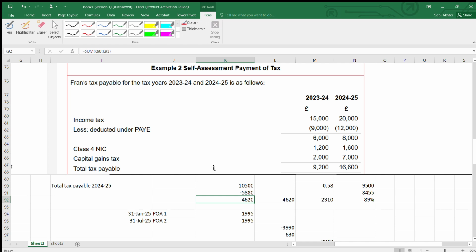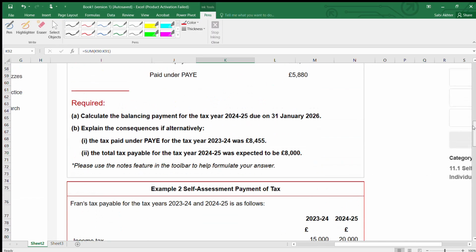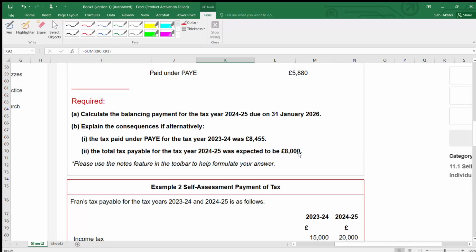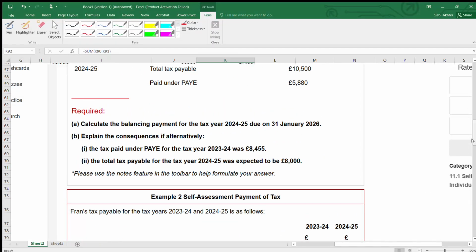Remember, the overall amount of tax paid will be the same whether you are paying on account or not. The only thing is, if you are not paying on account, you are paying a larger payment on 31st Jan 2026. But if you are making a payment on account, it is divided. You are paying in installments. So you are paying a lesser amount, but more frequently. That is the difference. Now, second part, if your total tax for 24-25 is 8,000.